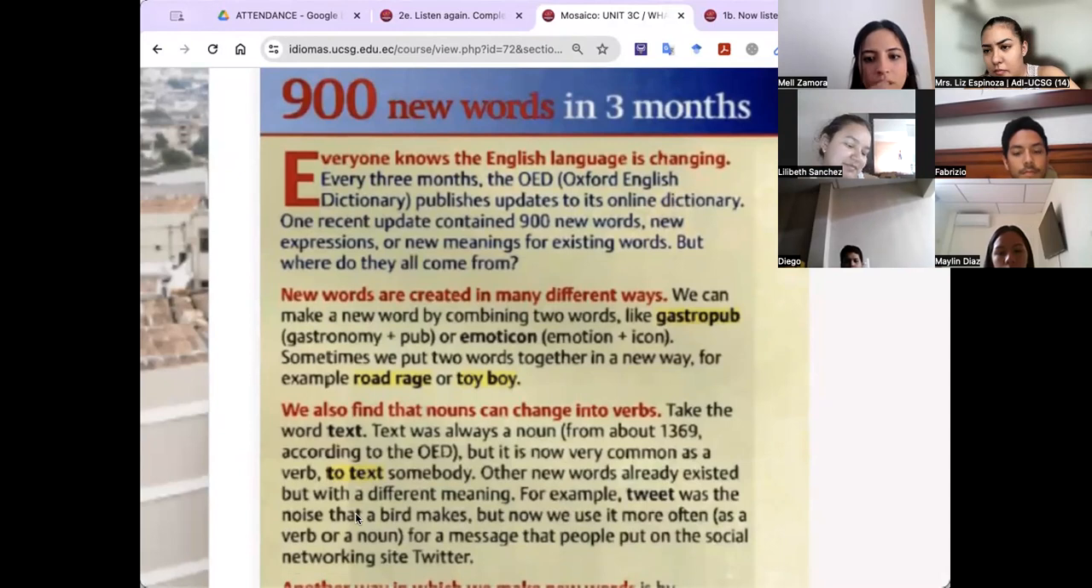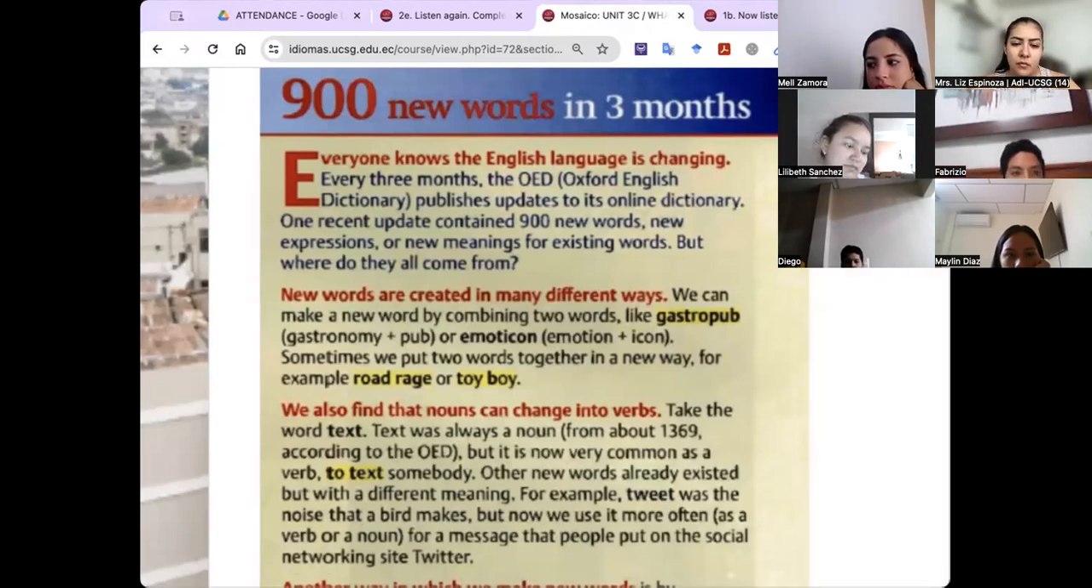New words are created in many different ways. We can make a new word by combining two words, like gastropub, gastronomy, or emoticon. Sometimes we put two words together in a new way, for example, luggage or toy. Okay, thank you. Alejandro, continue.